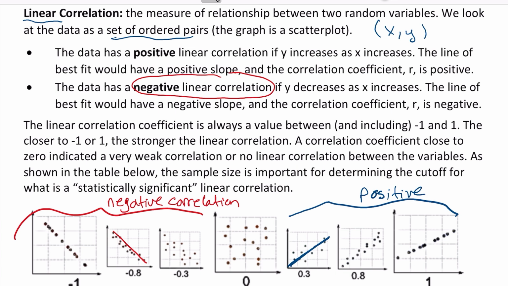And that correlation coefficient, R, is what we use as a numerical measure of the correlation. If the slope is negative and it has a negative linear correlation, then it would have a negative R value, the correlation coefficient.